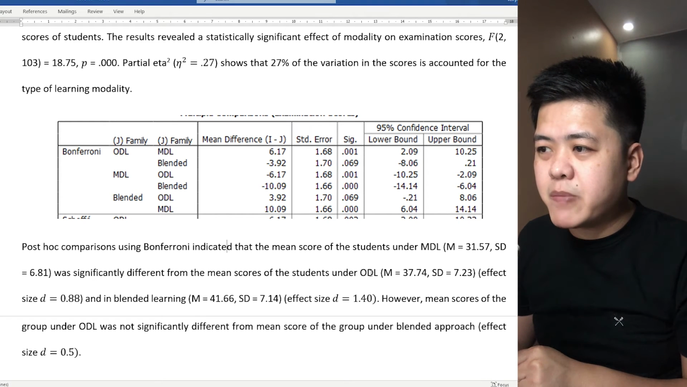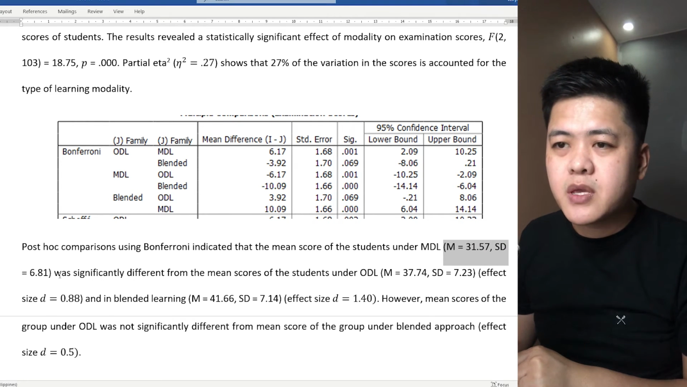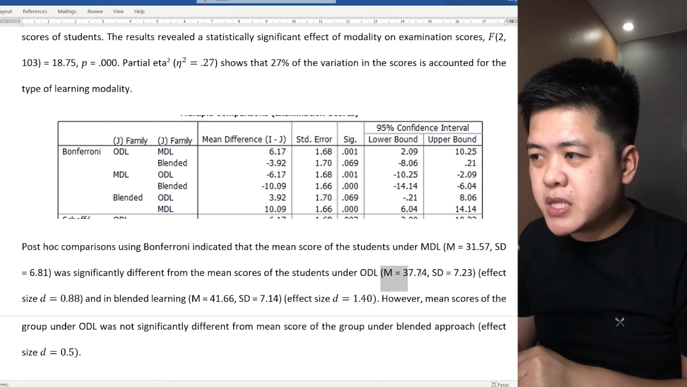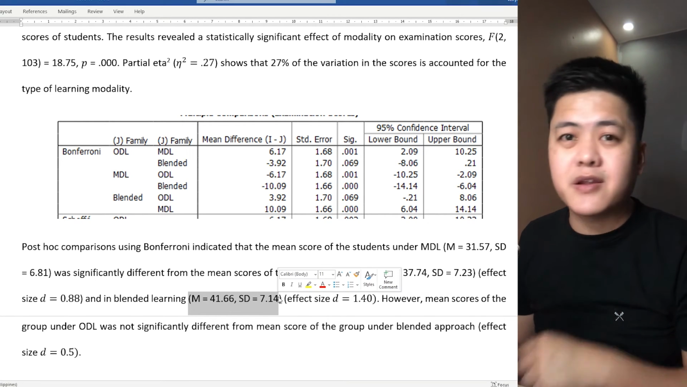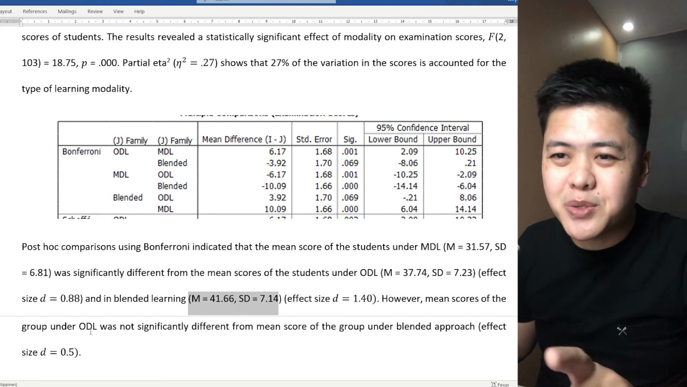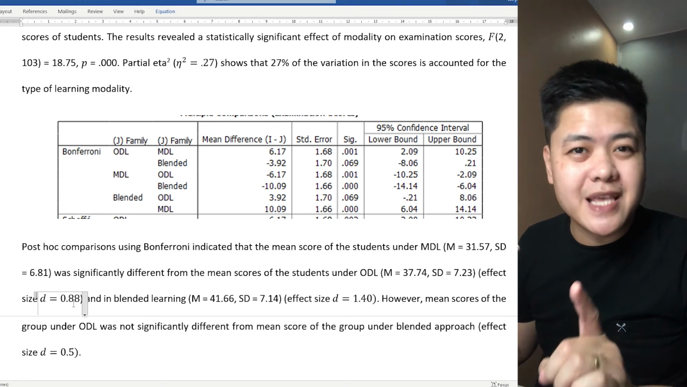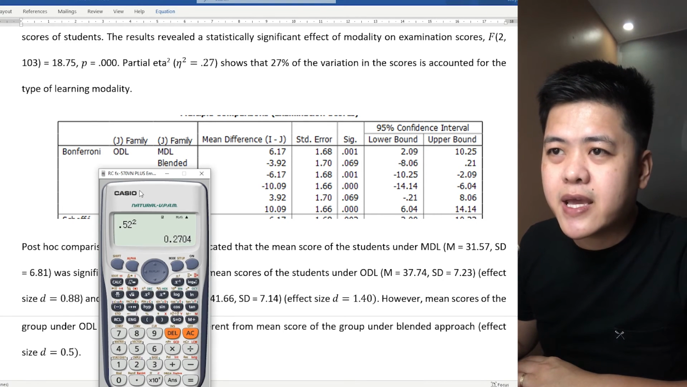So, that's the reason why we mentioned here that MDL, we put the mean and the standard deviation, was significantly different from the mean scores of the students under ODL. So, we also mentioned the mean scores and the standard deviation, and also versus blended learning and the mean scores and the standard deviation. We also included the Cohen's d, the effect size Cohen's d, which is 0.88. Remember how we computed for this one? Let's get our calculator again.